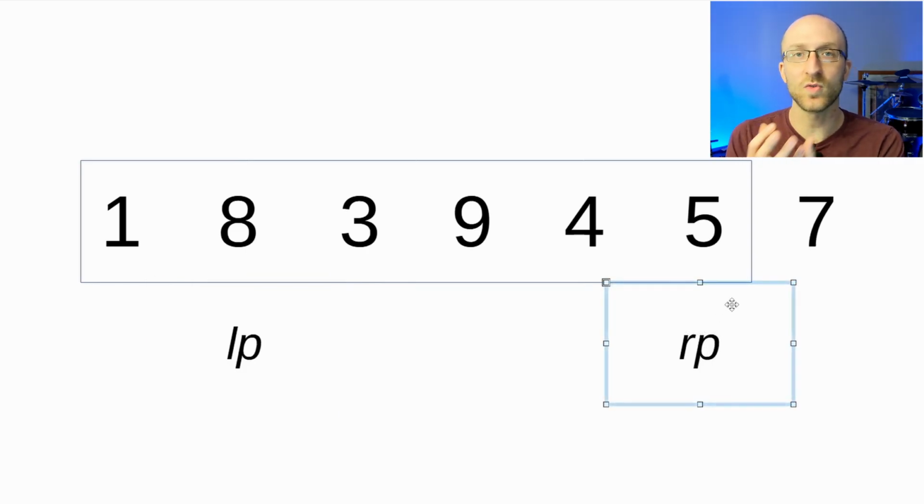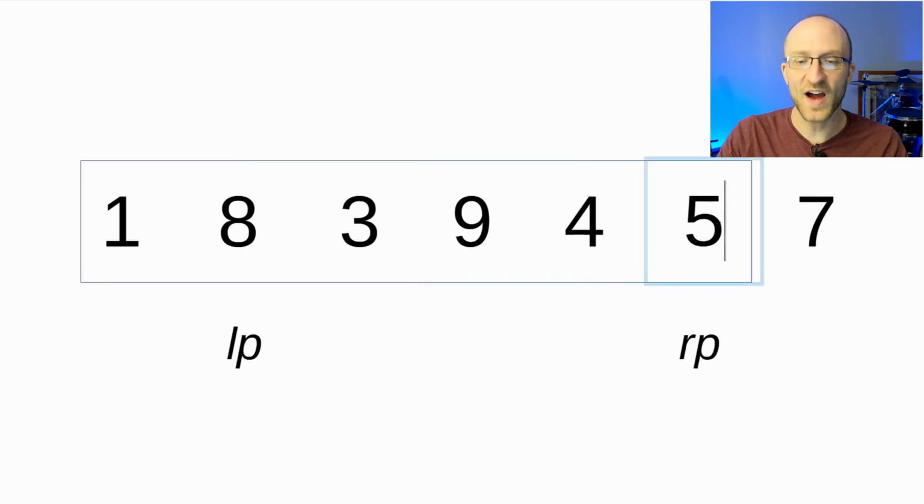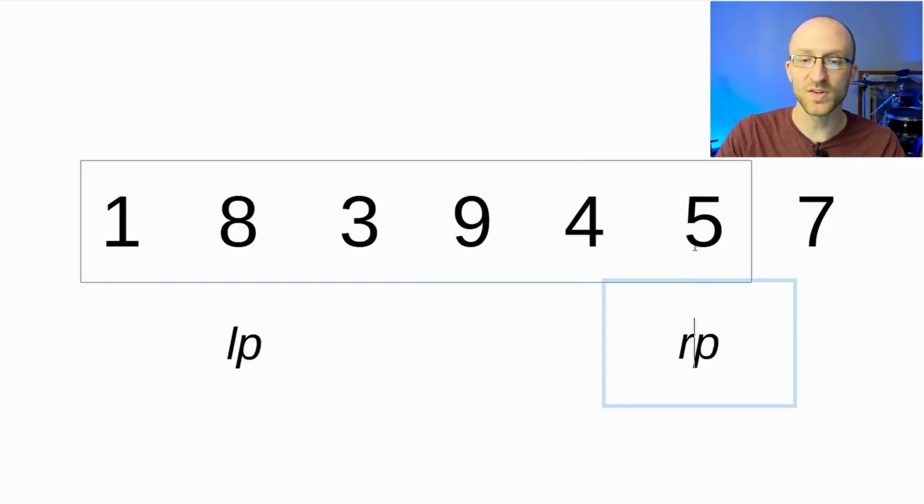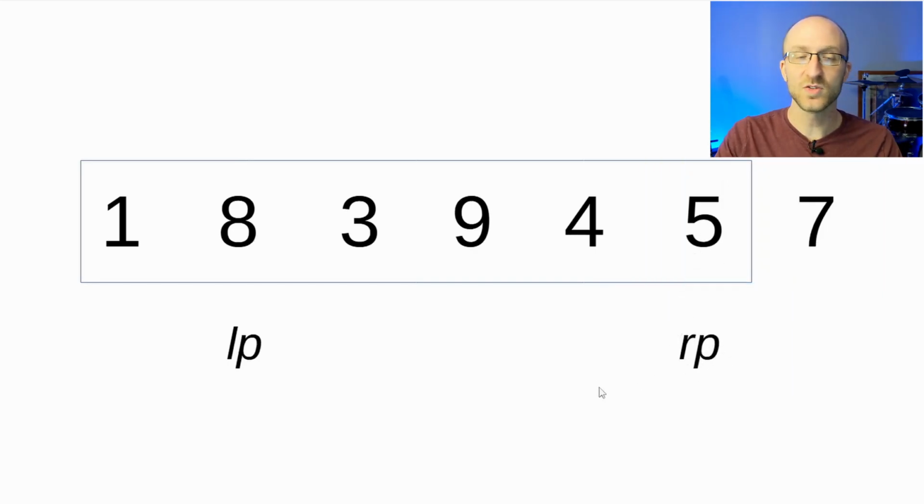And what we're going to do with the right pointer is start walking from the right side of the list, one element at a time, to the left until we run into a number that is less than our pivot. So our right pointer starts looking at the number 5. Is the number 5 less than 7? Yes. So we stop there with the right pointer pointing at the number 5. So at this point, our left pointer is pointing to a number that is greater than our pivot, and our right pointer is pointing to a number that is less than our pivot.